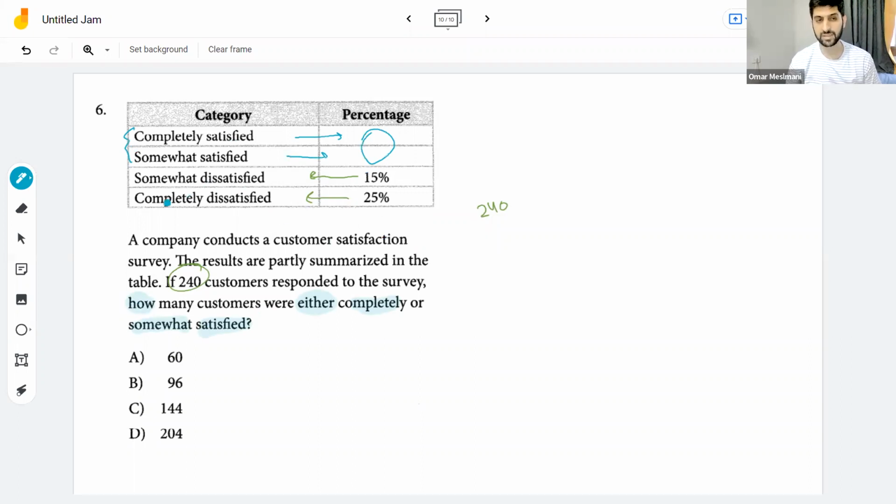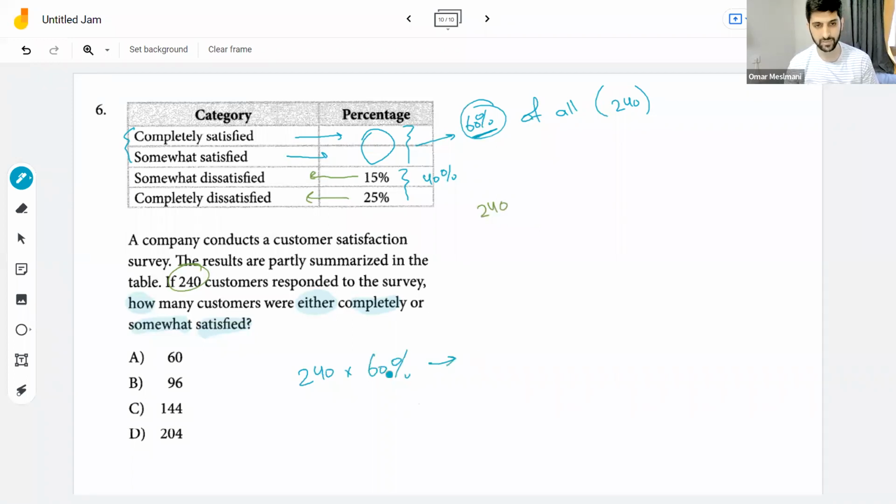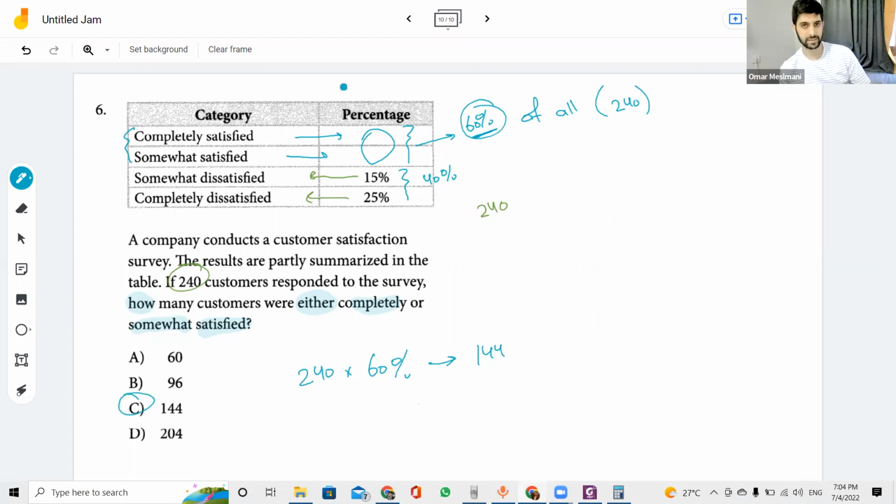So, somewhat dissatisfied and completely dissatisfied, what is the percent that both of them represent? Both of them represent 40%. So what is the percent left for these two together? I'm going to say 60%. Yes or no? So both of them together represent 60%. 60% of what? Of all the customers. How many customers do we have? 240. So I'm just going to say 240 multiplied by 60%, and I guess if you multiply it, you get 144, and this is it. Yeah, easy.